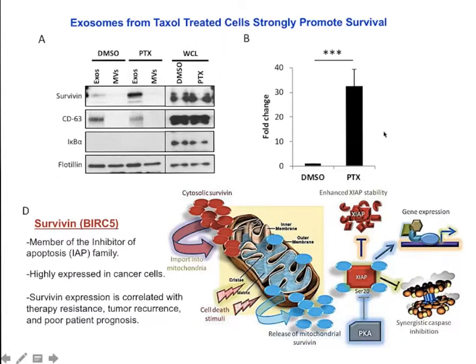And so we set up a screen to ask what might be present in the exosomes from paclitaxel or Taxol-treated 231 cells. And one of the proteins that we identified in our screen is called Survivin. You could see that Survivin is highly enriched in the exosomes from the Taxol-treated 231 cells. It's often barely detectable in the exosomes from just DMSO-treated control cells. And importantly, over a number of experiments, there's about a 30-fold increase.